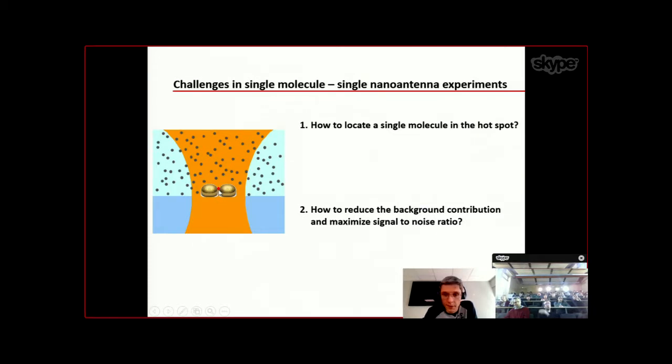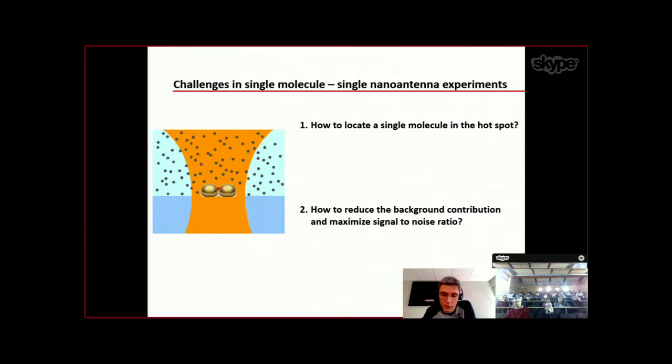And then the other problem is when I'm going to put a lot of molecules around. These molecules are going to be excited. They are still going to be in the confocal volume. How will I deal with all this background? How will I maximize the signal from my molecule out of all the rest of the background? So these are really two basic questions.